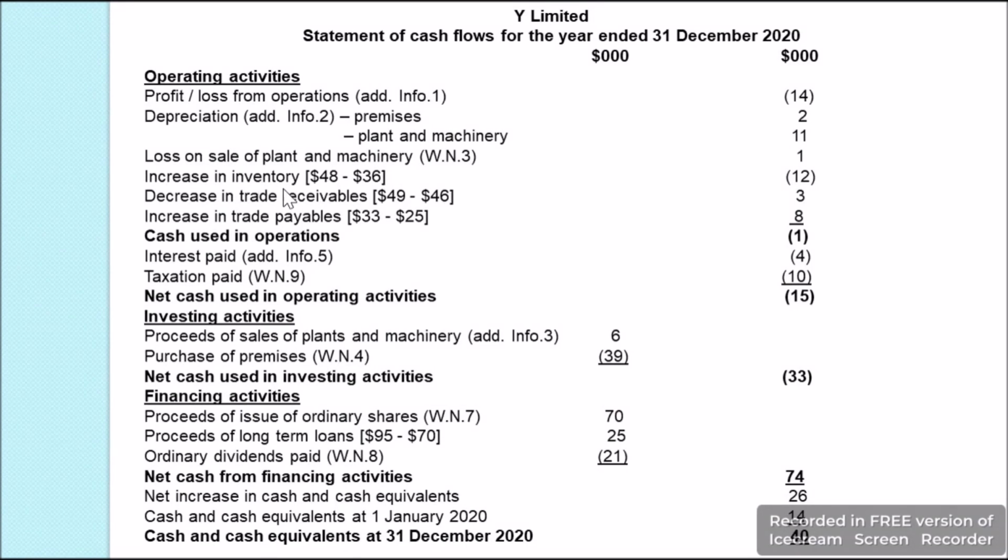Next we have increase in inventory. In 2019 it was $36,000 and in 2020 it was $48,000, which means there was an outflow of cash due to the purchase of inventory. Hence we have to subtract this $12,000.